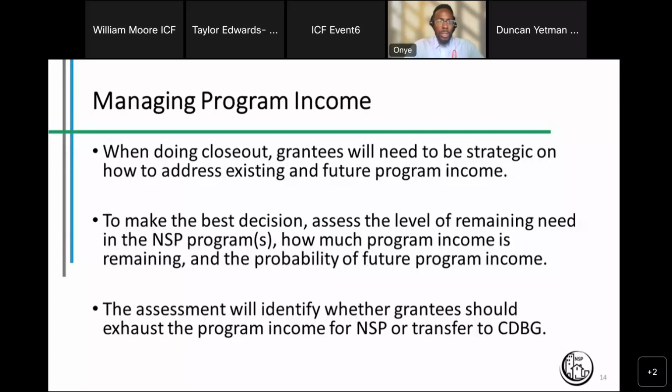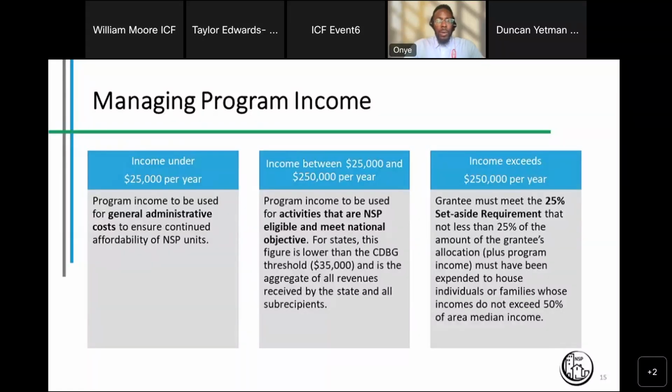So before we get into the strategies, one thing I wanted to talk about is this table, which is pretty key for, I think, the conversation we're having today. This table comes out of the 2014 Closeout Guide. It's on page 32. And it goes over how to treat program income when the amount received exceeds a specific dollar threshold. So there's 3 things you want to just remember here.